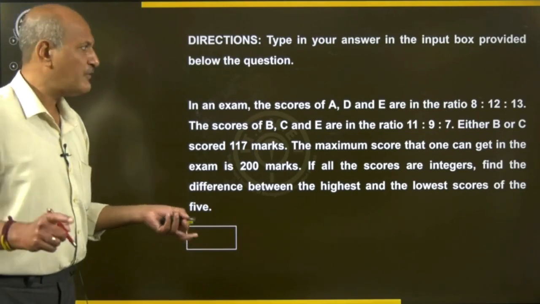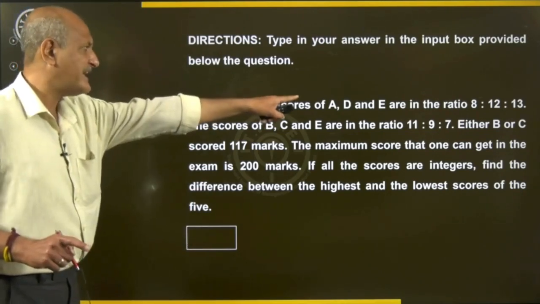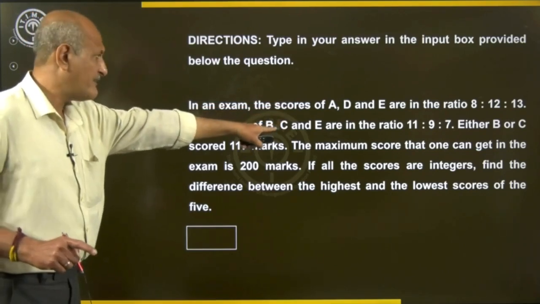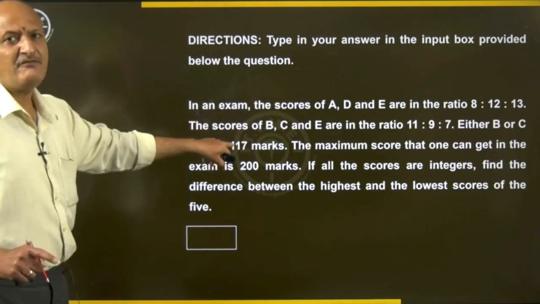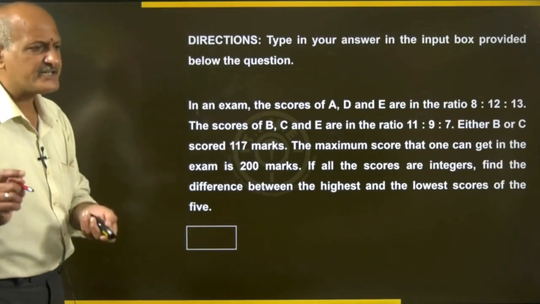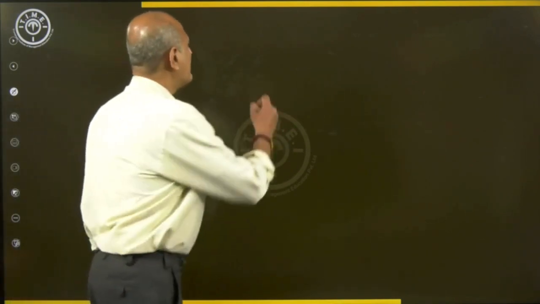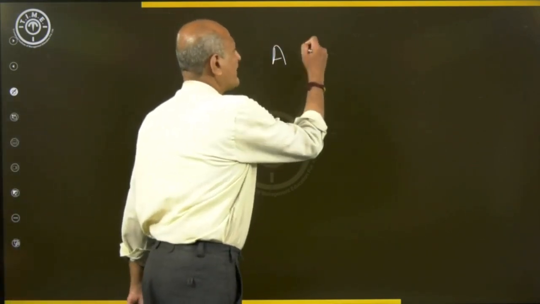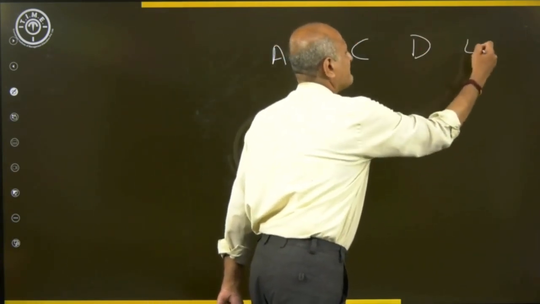So what we know is, there is a comparison of scores here. First, the ratio between A, D and E, and next, the ratio between B, C and E here. Either B or C is scoring 117 here. With these details, let's try to understand what we could find out. Now please see, we are talking about the scores of 5 people here, that is A, B, C, D and E.